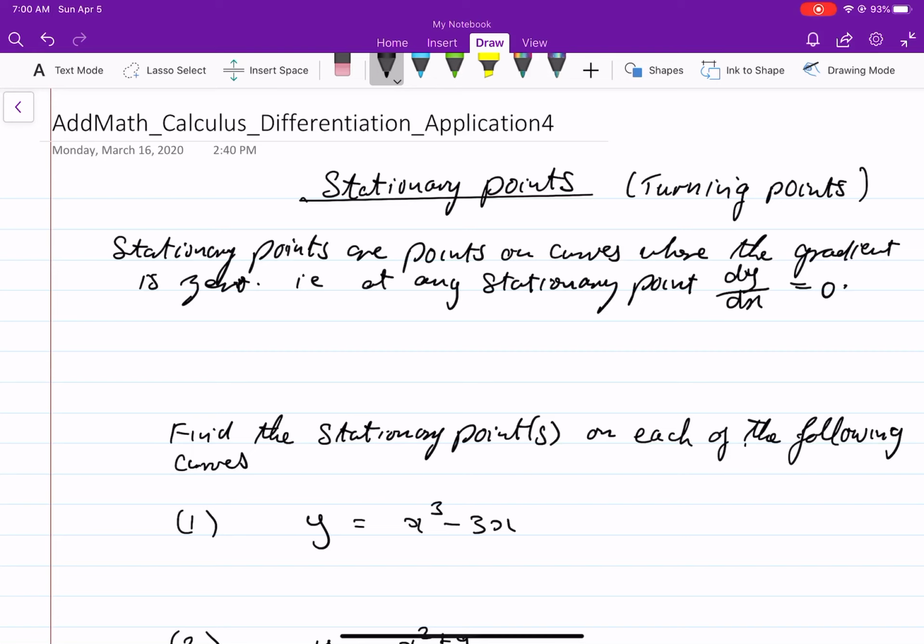Well, now you know the specific name for points on curves where the gradient is 0. They're called stationary points. Sometimes they're called turning points.